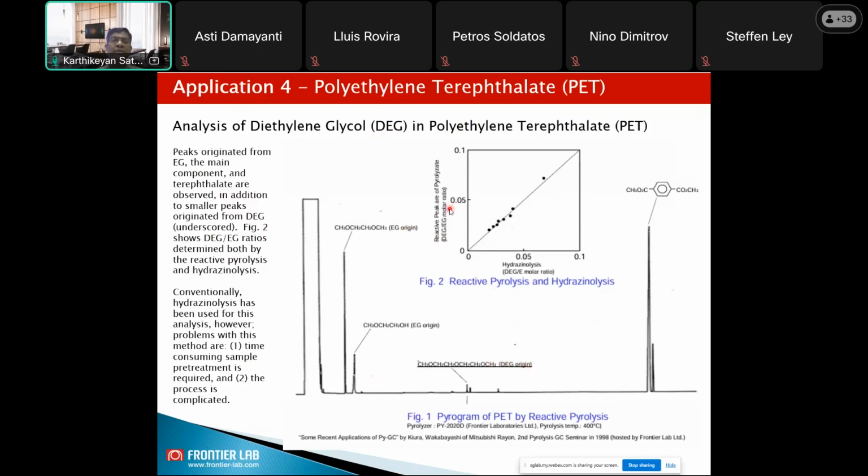So here we show the comparison of data obtained from reactive pyrolysis and the traditional method. This ratio basically provides the comparison to show the agreement between the two different analytical techniques. So again, we can see the benefit of reactive pyrolysis in this case.